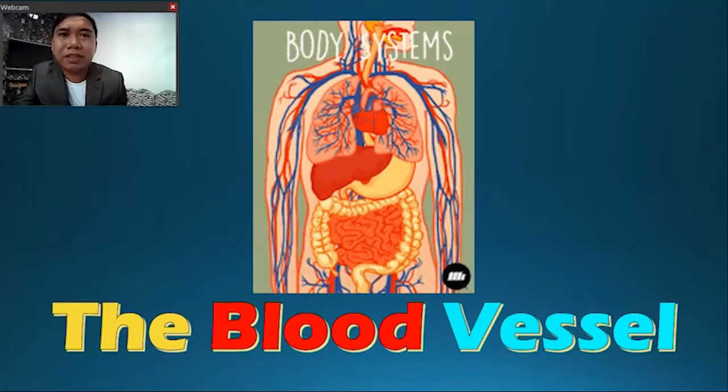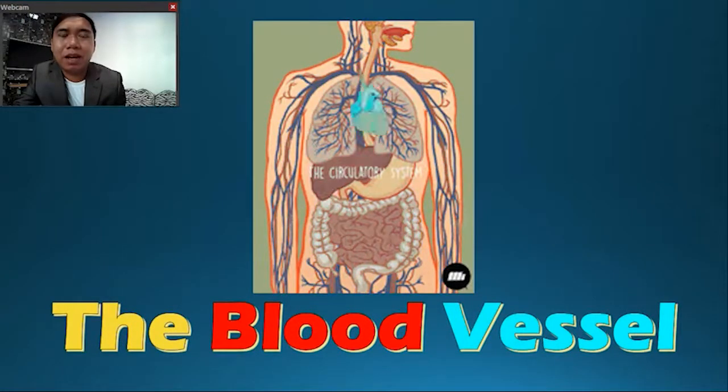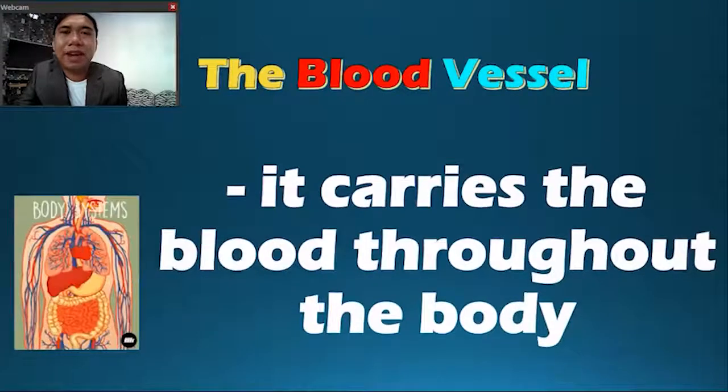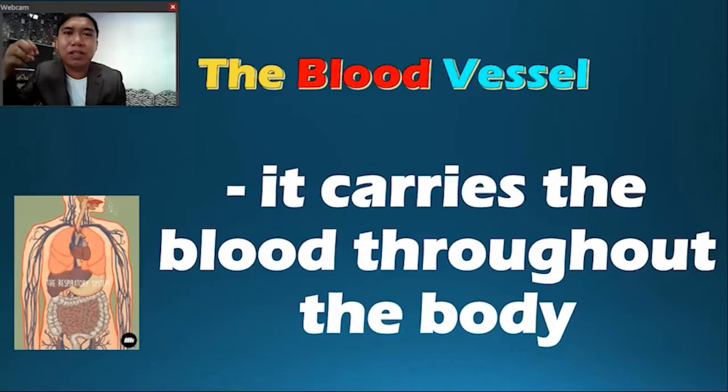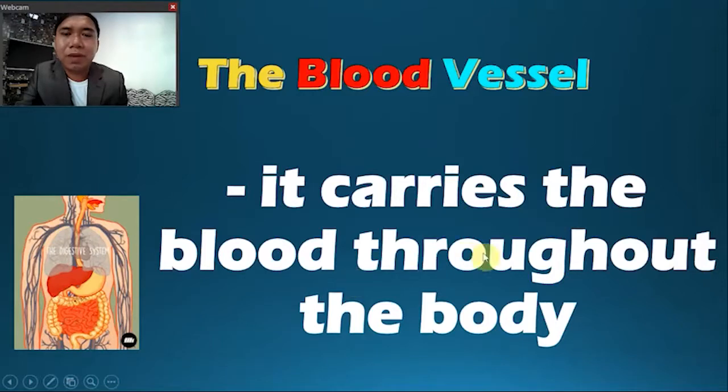The next part of the circulatory system is the blood vessel. The blood vessel carries the blood throughout the body. It serves as a channel or an avenue wherein the materials will flow and go throughout our body. That is the function of the blood vessel.